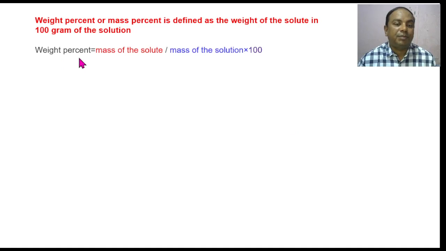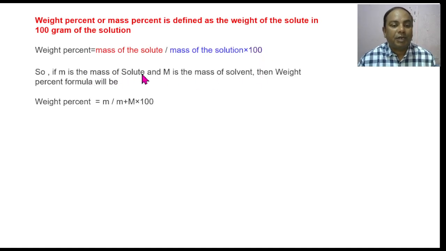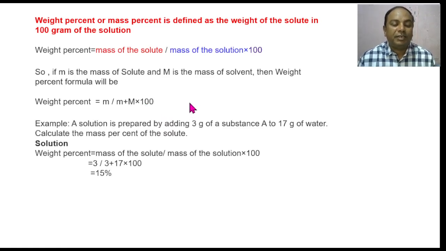So here the formula is weight percent is equal to mass of a solute divided by mass of a solution multiplied by 100. Suppose m is the mass of a solute and m is the mass of the solvent, then the weight percent formula will be like this: weight percent is equal to mass of a solute divided by the mass of a solute plus mass of a solvent, multiplied by 100. We will solve a simple problem. The first problem: a solution is prepared by adding 3 gram of a substance A to 17 gram of water. Calculate the mass percent of a solute.